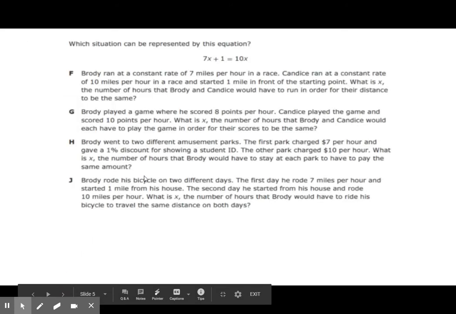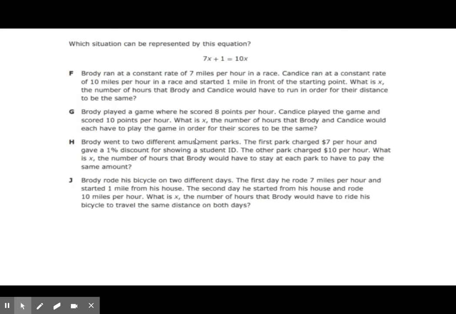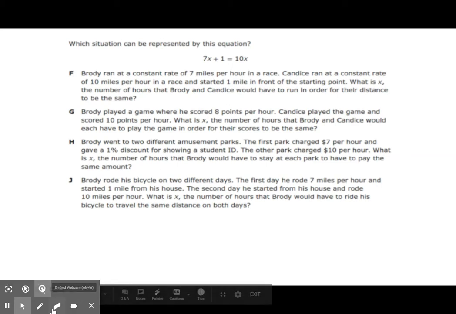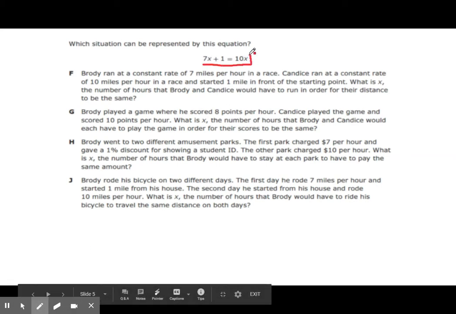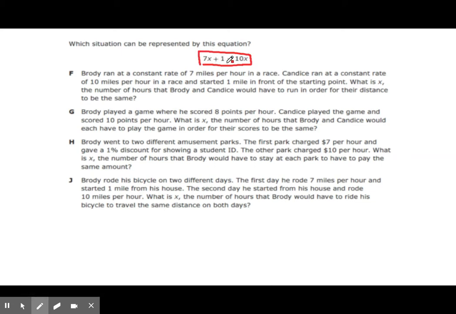All right, number 4. Here's a bunch of words. Let's look. We got an equation. It says which situation can be represented by this equation. So here is our equation. Our equation says 7 times x plus 1 is equal to 10 times x. So we need to pick the situation that matches that equation.